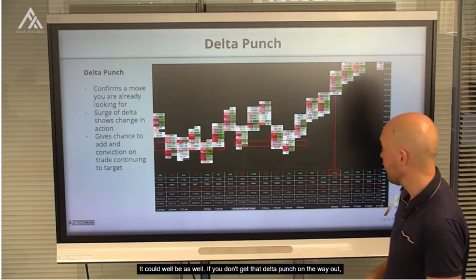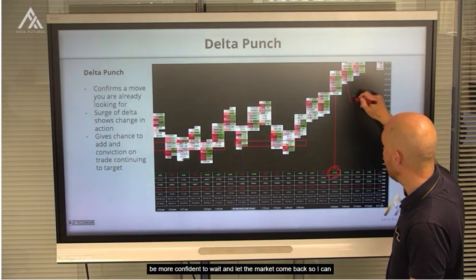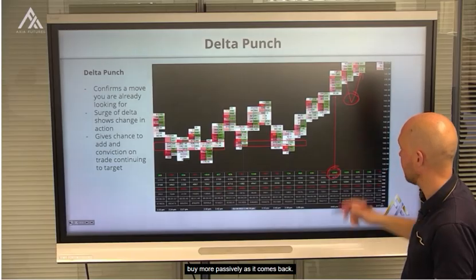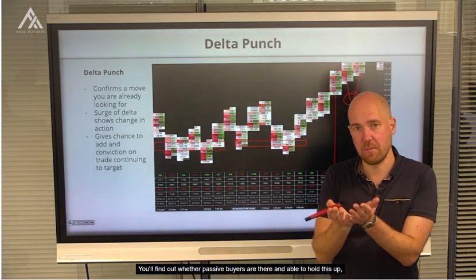It could well be as well, if you don't get that delta punch on the way out, be more confident to wait and let the market come back so I can buy more passively. As it comes back, you'll find out whether passive buyers are there and able to hold this up.